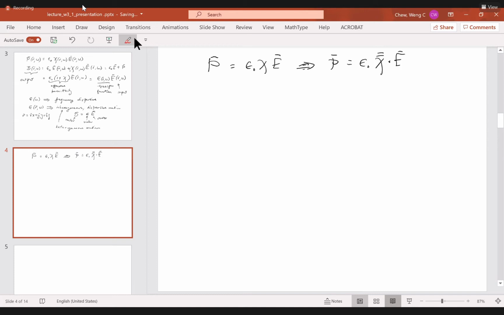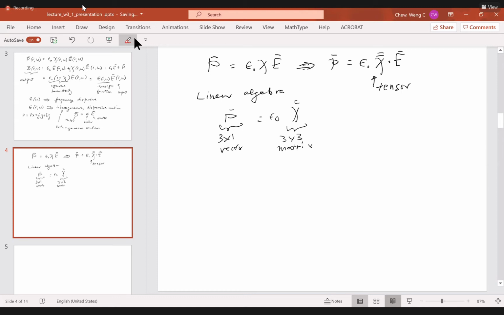Chi is called a tensor. So what is a tensor? Let's stop a little while to think about what a tensor is. A tensor is something that maps a vector to another vector. So you can think of linear algebra here. If you have taken a course in linear algebra, you can think of P as a 3 by 1 column vector, and chi as a 3 by 3 matrix.